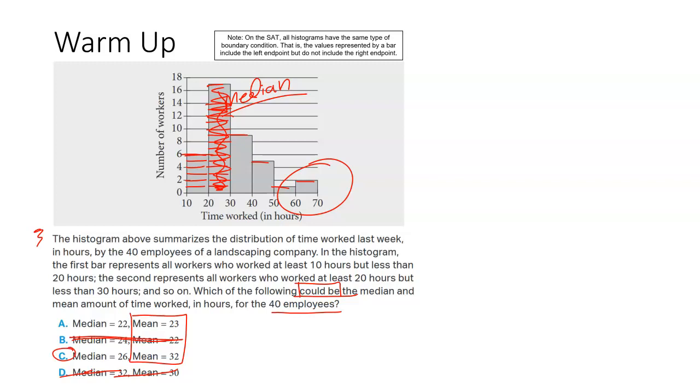leaving us with a reasonable option for those values. We don't know for sure that they are. We don't have enough information, but that option fits the best. All right? So again, not having to calculate mean, but understanding the effect that data has on the mean. Understanding what the mean represents. It represents average.